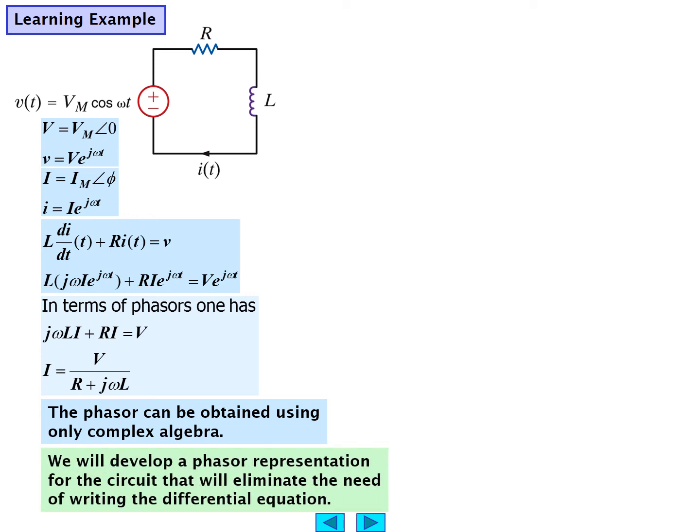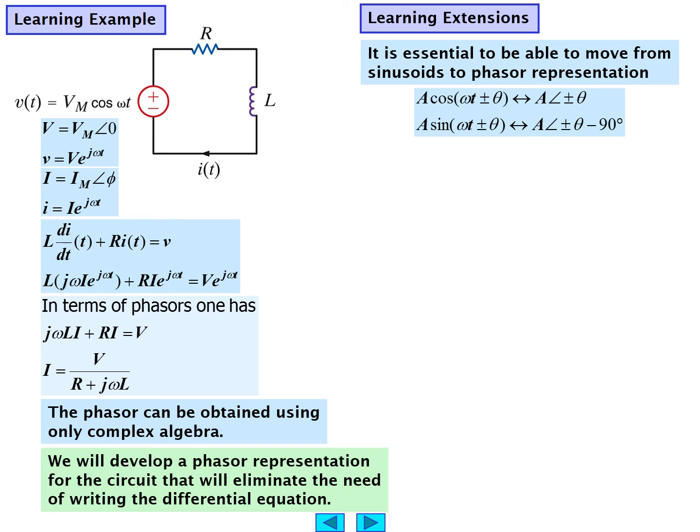We will develop phasor representations for the circuit that will eliminate the need for writing any differential equations like L times di dt, that's a differential equation. So it's essential to be able to move from sinusoids to phasors, but it's relatively straightforward, like A cosine omega t plus or minus theta becomes A angle plus or minus theta. A sine omega t plus or minus theta becomes A angle plus or minus theta, but because it's a sinusoid, we're using what's called cosine reference here.